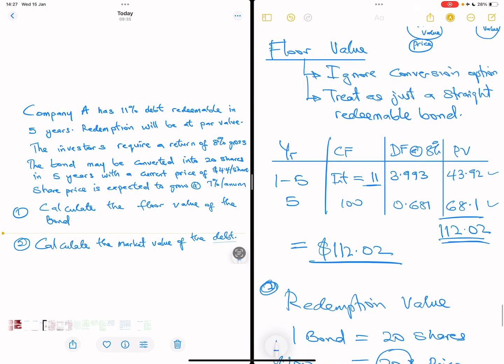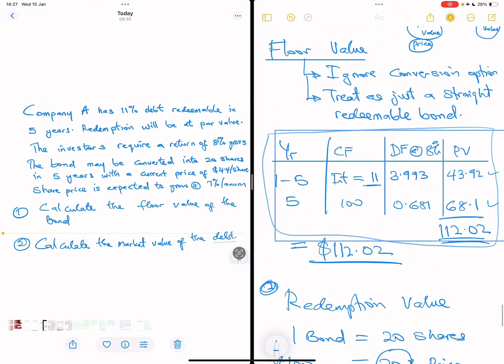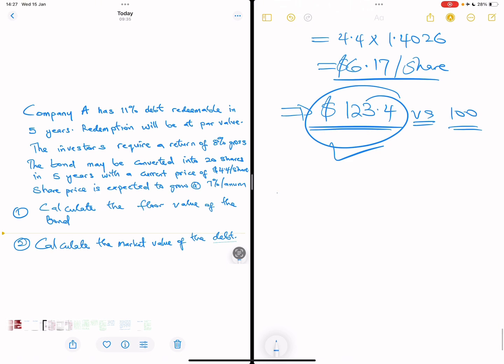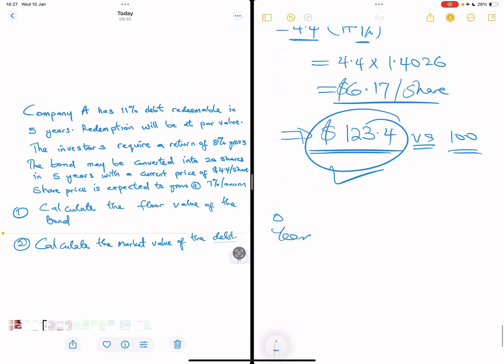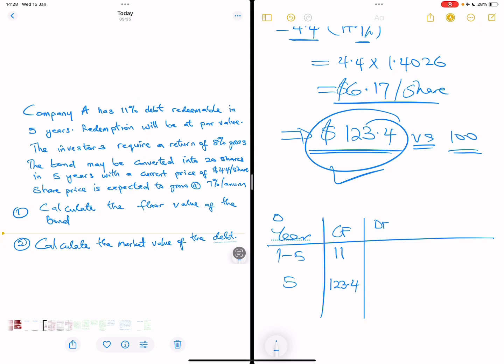So a conversion will take place, and just the same way we've done this, we're going to do the same thing. However, instead of using 100, we're going to put the conversion value there, because that is the best value obtainable. So we're going to have our cash flow for years 1 to 5 and year 5. So we're still going to have interest of 11. However, we're going to have a conversion value at the end of the bond life. The discount factor will still be at 8%, which is the WACC, gross of tax. 3.993 remains our annuity factor to use. Discount factor at 0.681, and we get our present value of the same 43.92.